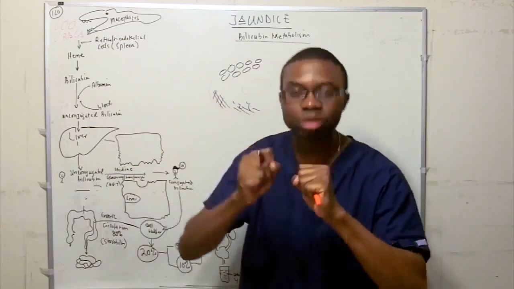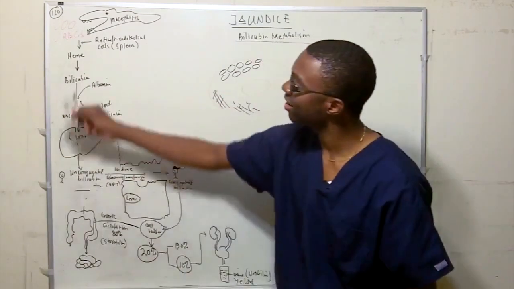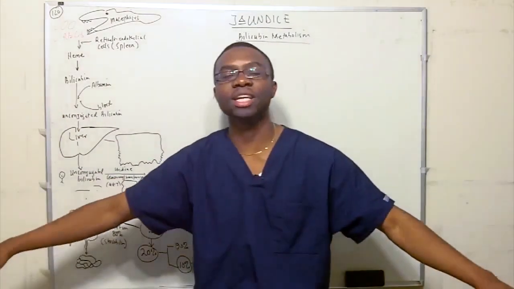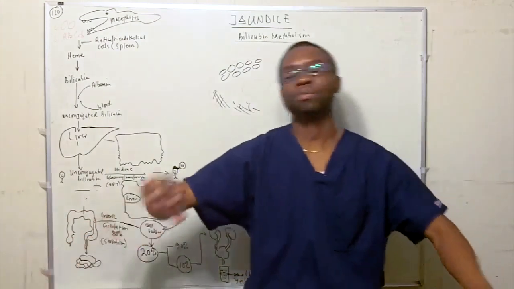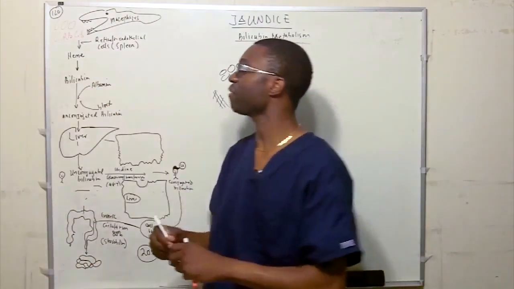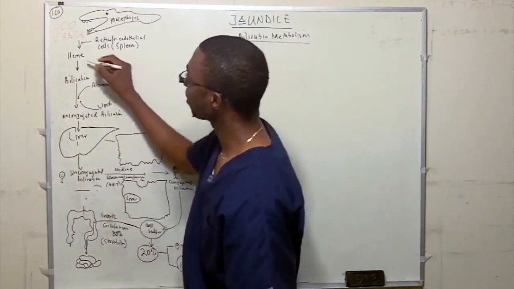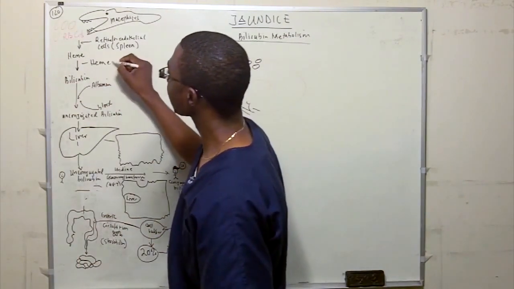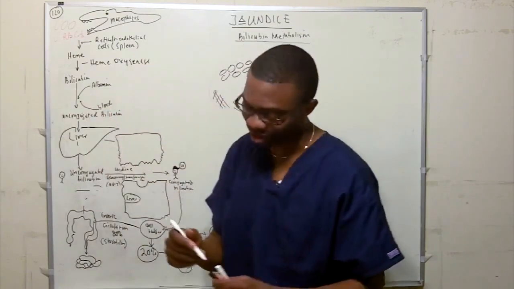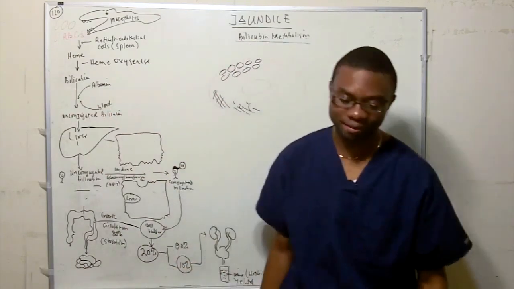They get him, they squash him into two. They break him apart. All the hemoglobin falls apart. The heme groups fall apart. The protein falls apart. The heme is left out. And the heme is converted by an enzyme called heme oxygenase, right? It's what converts heme to bilirubin.